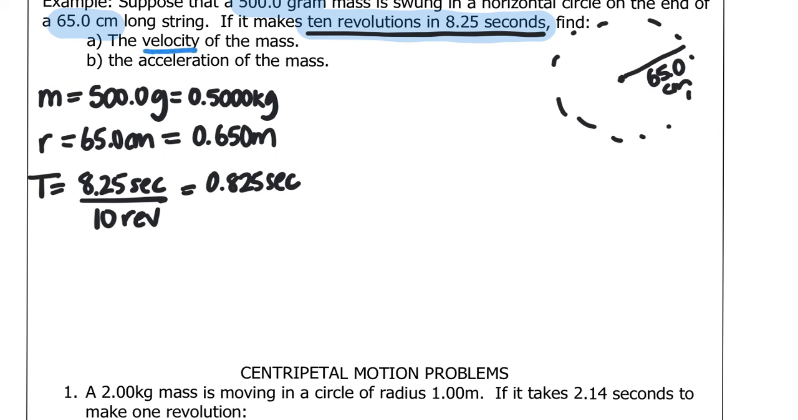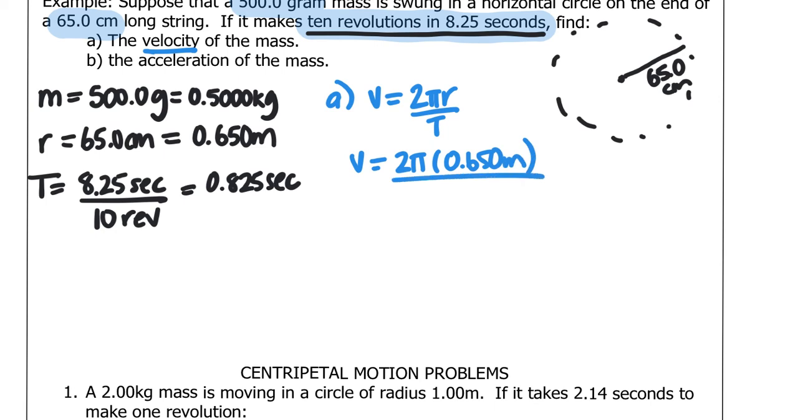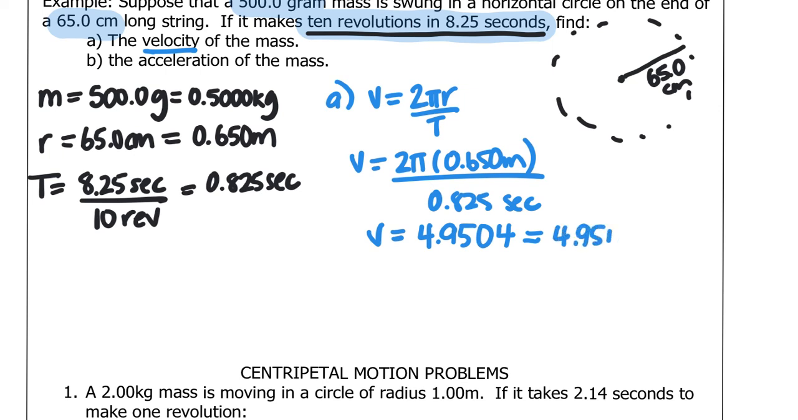And then I can just go ahead and choose my formulas. So I want to find velocity in part A. My formula for velocity is 2 pi r divided by T. I just have one of them. So velocity is equal to 2 times pi times 0.650 meters divided by 0.825 seconds. And when I put that into my calculator, I get 4.9504. Giving that as a final answer, I'm allowed 3 significant figures, so that's going to become 4.95 meters per second for my velocity.